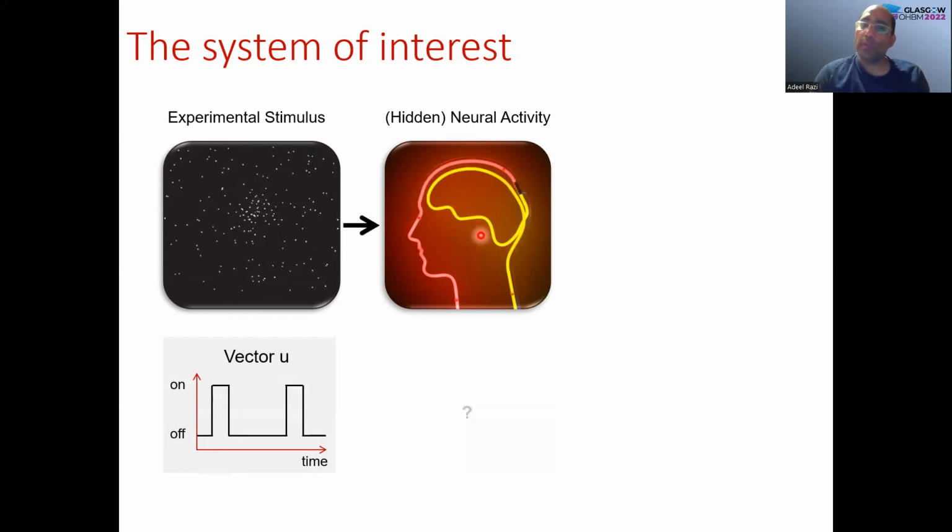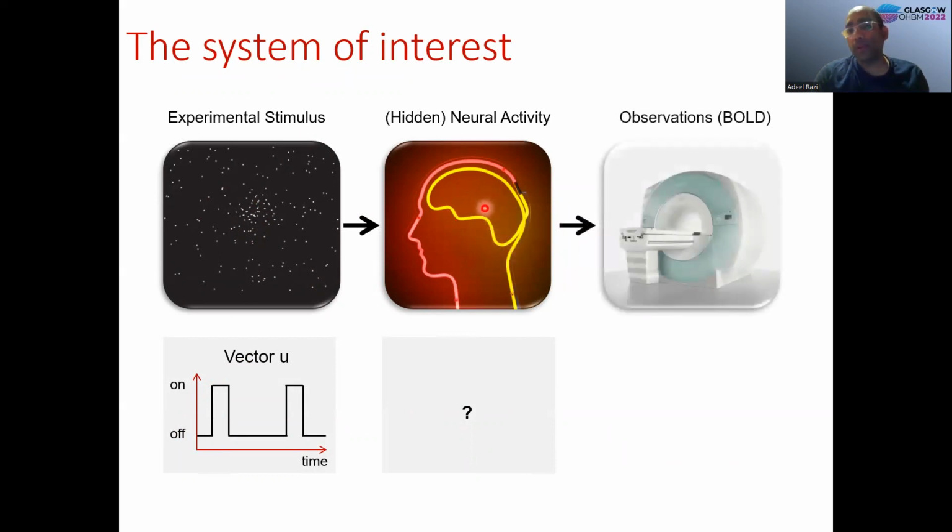However, this neural activity is unknown. So we cannot directly measure this. This is inside the brain, right? We can only infer this. But what happens is that this neural activity passes to the hemodynamics, it changes the blood metabolism, and then it is picked up by our scanner as a functional MRI or the BOLD signal.